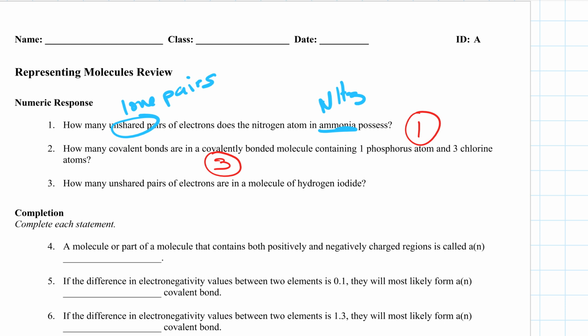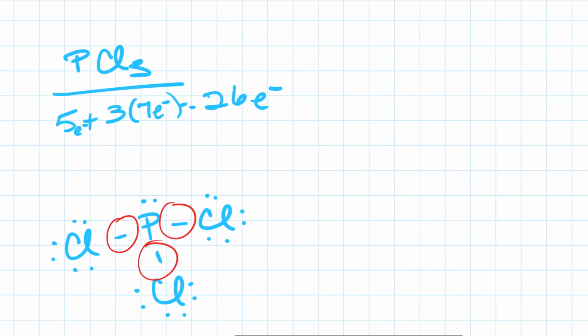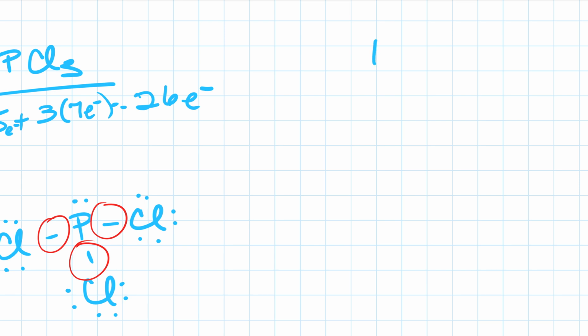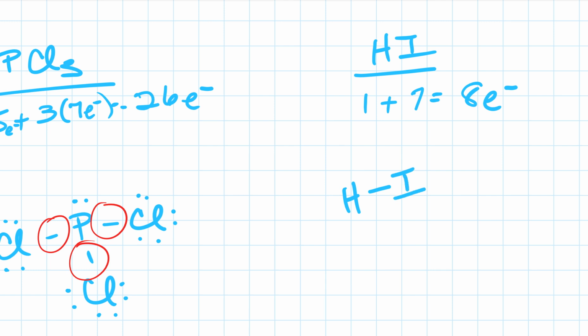Next one, number 3. How many unshared pairs of electrons are in a molecule of hydrogen iodide? All right, so come back over here. We're going to do hydrogen iodide, HI. 1 electron from hydrogen. Iodine has 7, so that's a total of 8 electrons. We don't have to worry about which atom is in the center because there are only 2 atoms to deal with. So I've bonded them together and put the rest of the electrons around the iodine. So I have 2, 4, 6, 8 electrons used up. My Lewis structure is good.